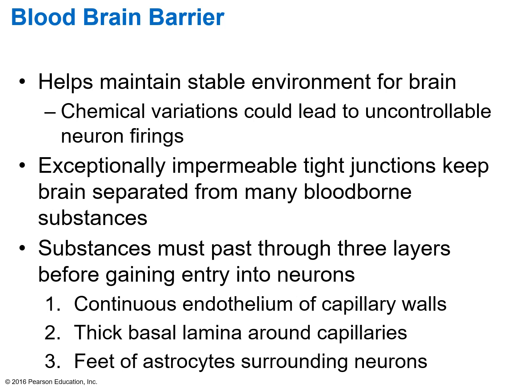So exceptionally impermeable tight junctions keep the brain separated from many blood-borne substances. Think about if every infection you ever had went straight to the brain, right? If it was just circulating throughout the body and affected our brain, that would not be good. Substances must pass through 3 layers before gaining entry into our neurons. So a continuous endothelium of capillary walls, the thick basal lamina around the capillaries, and the feet of astrocytes surrounding the neurons. So remember our astrocytes, those star cells?